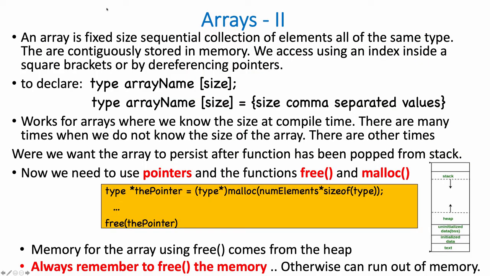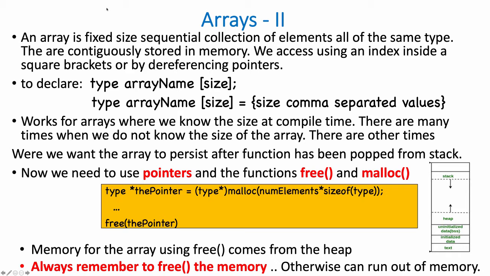So we've seen before what arrays are. Arrays are fixed-size sequential collection of elements, all of the same type. They're contiguously stored in memory. We access them using either indexes inside of square brackets or by dereferencing pointers.